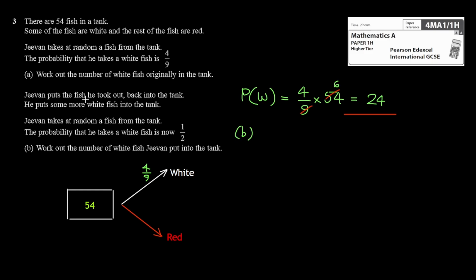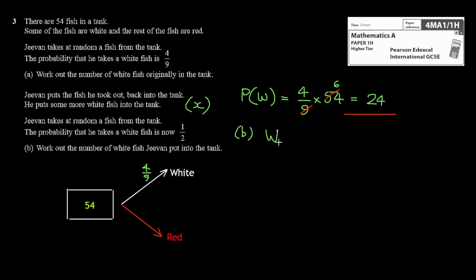Now, some dastardly things have gone on. He puts the fish he took out back, so we're up to the full complement of white and red fish. And he's putting some more fish into the tank. Well, let's call that X. He then takes a fish at random from the tank, and the probability that he now takes a white fish is 1/2. Work out the number of white fish he put into the tank.